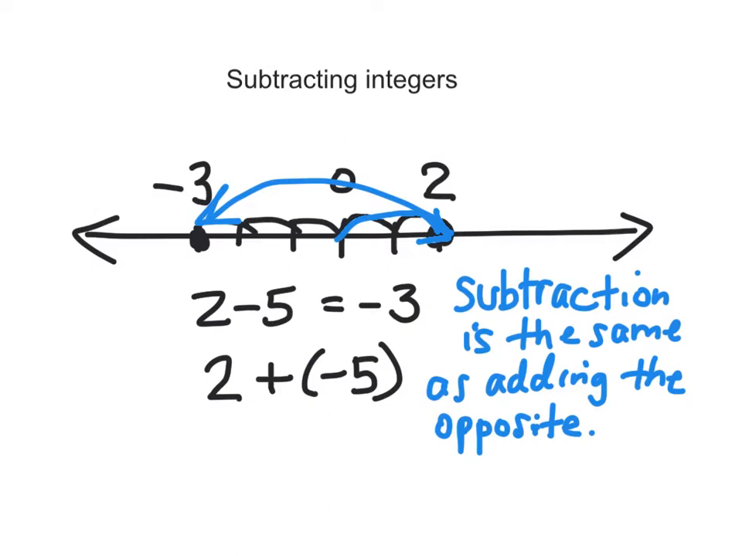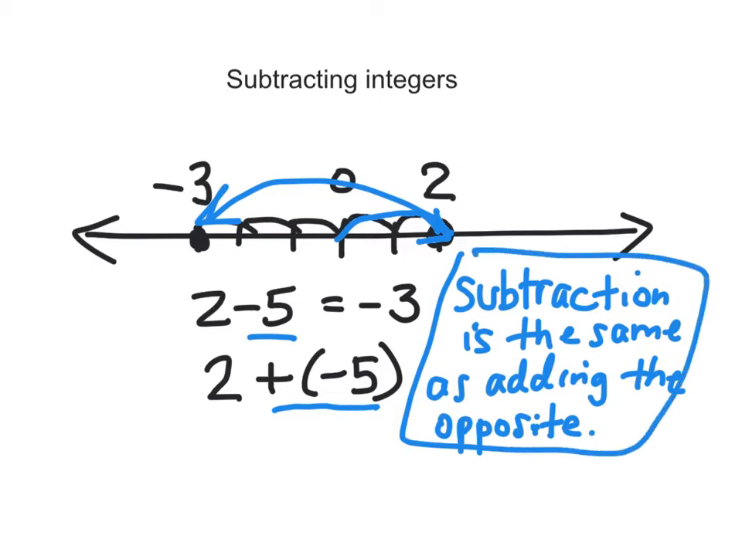Alright, so what we mean by this is that if I take away 5 from a number, that's identical to adding the opposite of 5. That's what this means right here. Subtraction is the same as adding the opposite. So subtracting 5 is the same as adding the opposite of 5.